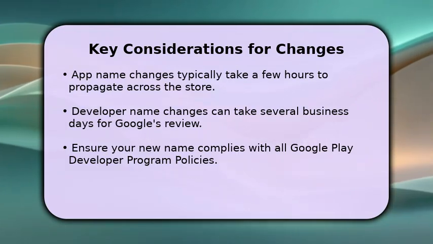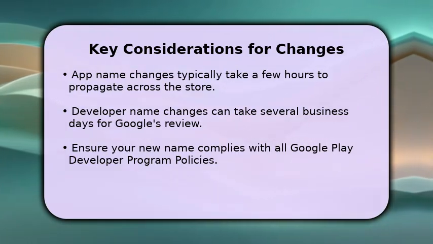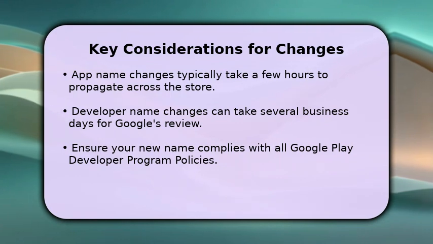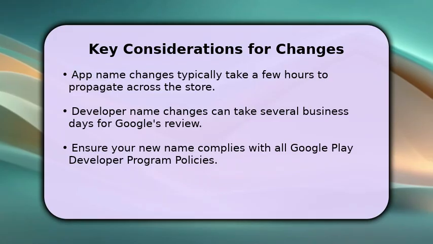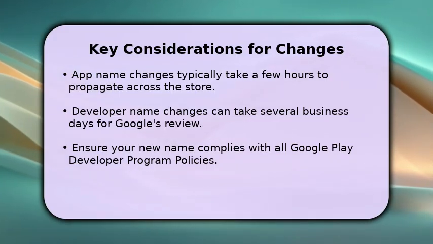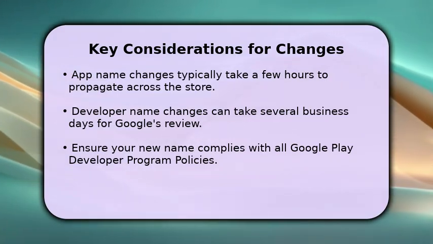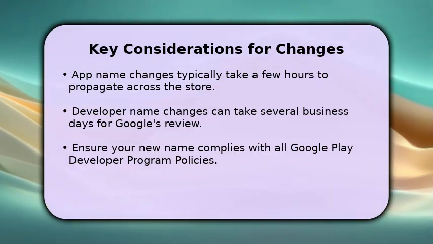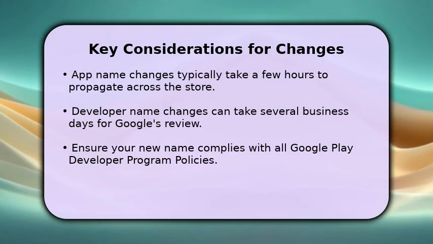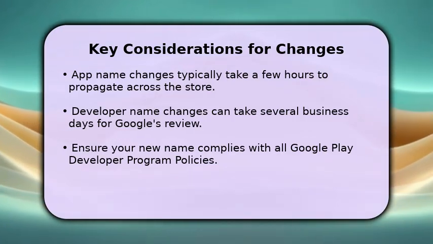When making these changes, keep a few key considerations in mind. App name updates usually take a few hours to become visible across the Play Store. Developer name changes, however, involve a more thorough review and can take several business days for Google to process. Always ensure your chosen names comply with all Google Play policies to avoid delays or rejections. Finally, consider informing your users if the name change is substantial.